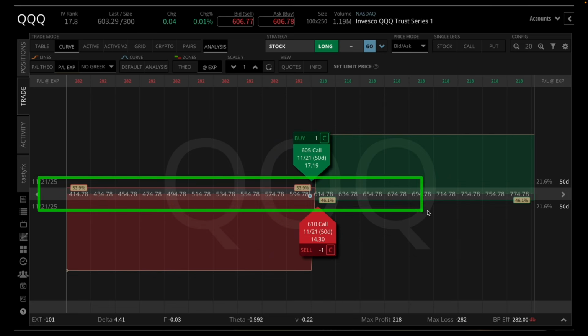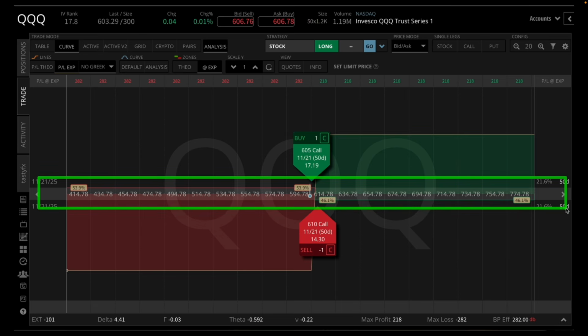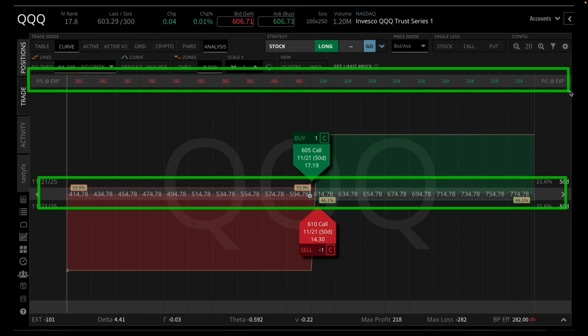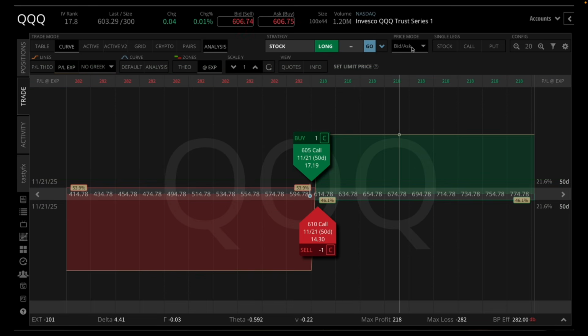The center row represents the price of QQQ, and the top row here, titled P&L at expiration, represents the profit and loss of the trade given those different price assumptions of QQQ. And we can see that profits are capped at $218. Losses are also limited to $282.